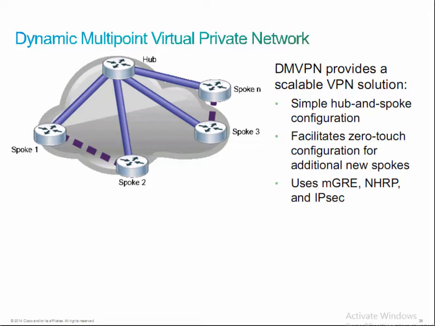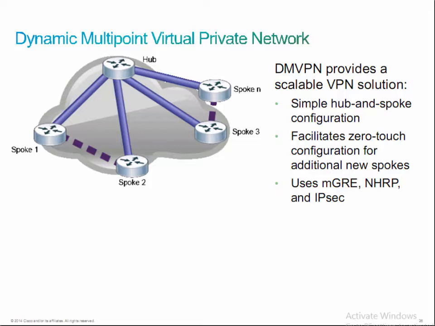The problem with this initial hub and spoke network design is that we couldn't have tunnels dynamically created between the spokes, and all the communication had to go through the hub in order to support the communication from spoke to spoke.